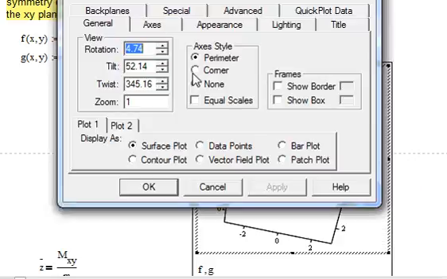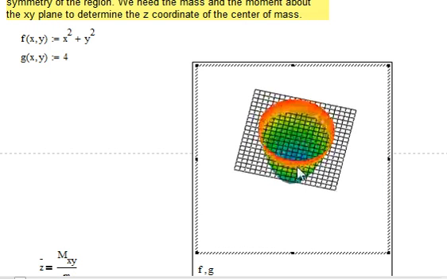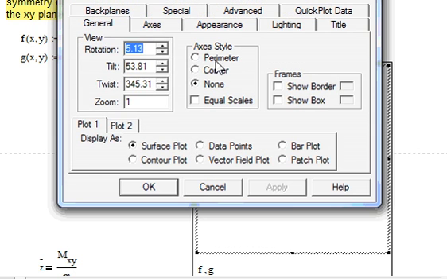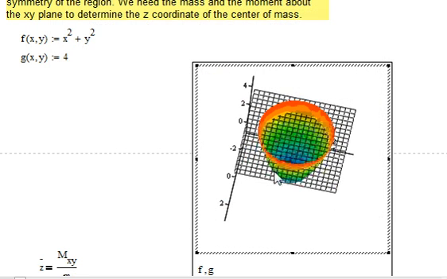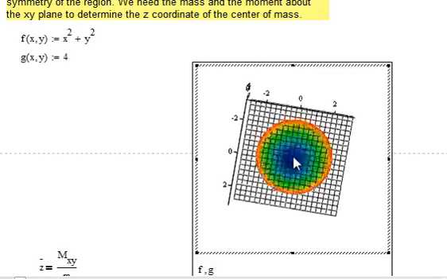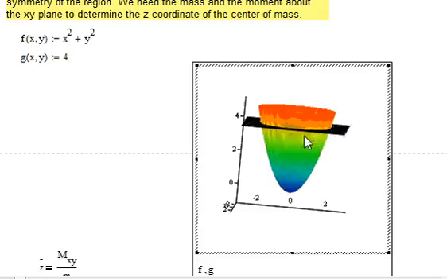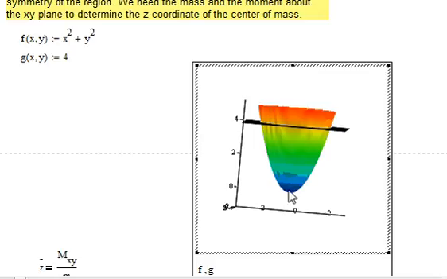So sorry to say, the axis style is going to have to stay in the corner. Or I could say no axis at all, but then we can't see the values, so I'll go back with the corner. The axes are drawn in the corner, but really they're coming through here, and the bottom, the z-axis, would be right here.